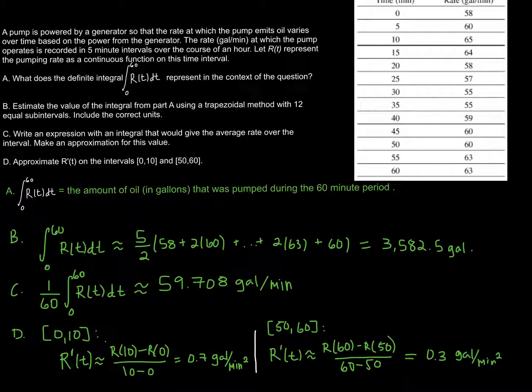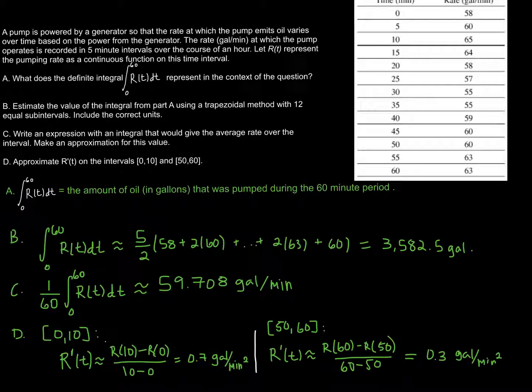Part B is to correctly approximate this integral using a trapezoidal method. So here I've factored out the 5, which represents the base of each trapezoid, and I factored out the 1/2, which will be used to average the two side lengths of the trapezoid. And then on the inside, each of the end side lengths is used only once, but each of the inner side lengths is used twice.